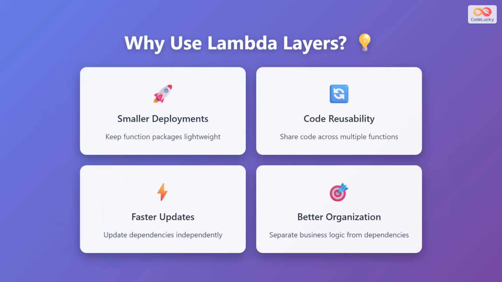There are several compelling reasons to use Lambda layers. First, they result in smaller deployments by keeping your function packages lightweight. Second, they enable code reusability, allowing you to share the same code across multiple functions. Third, they enable faster updates since you can update dependencies independently without redeploying your entire function. Finally, they provide better organization by separating your business logic from dependencies.